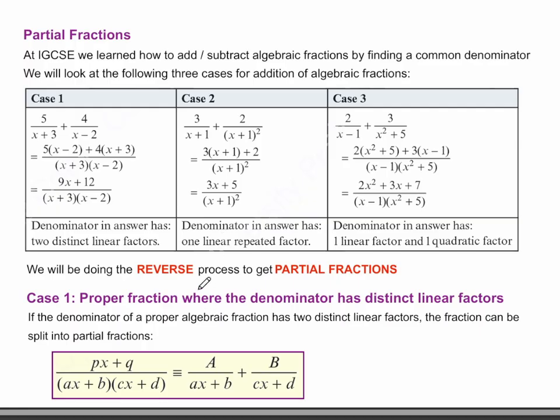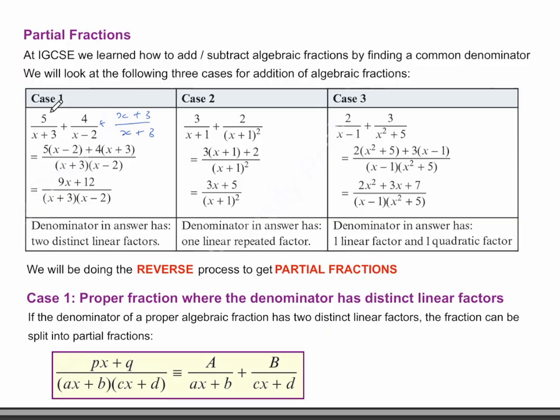Next up we look at partial fractions. In IGCSE we learned how to add and subtract algebraic fractions by finding the common denominator. And that's what we'll be doing for these three cases. So case 1 is just a normal fraction plus another fraction. And the way we convert this into the common denominators is we multiply the fraction by the other denominator for each one. So for 4 over x minus 2 we'll multiply it by x plus 3 over x plus 3.